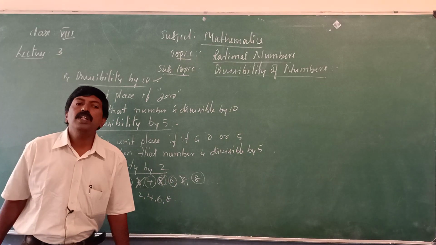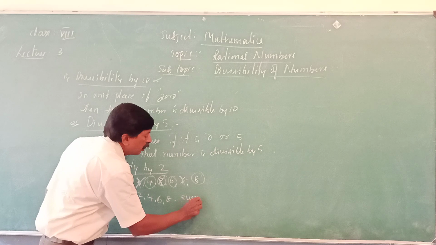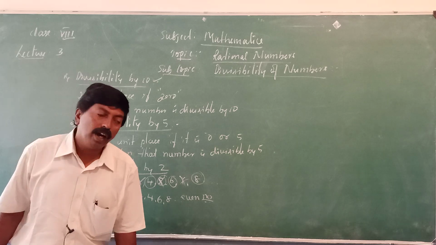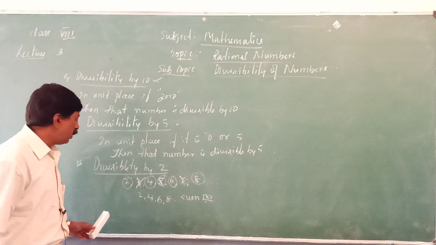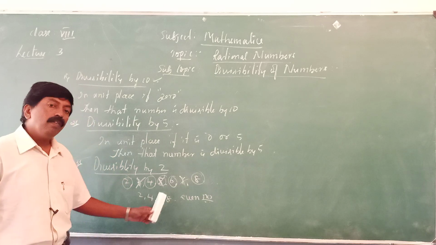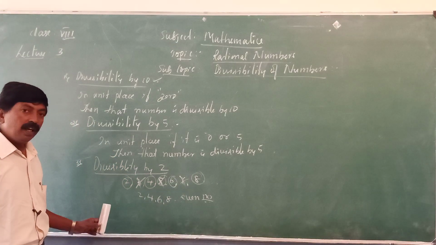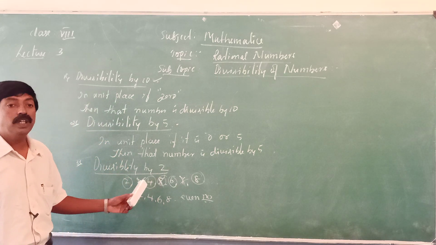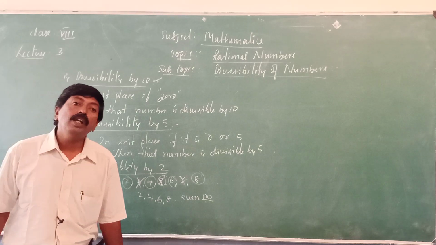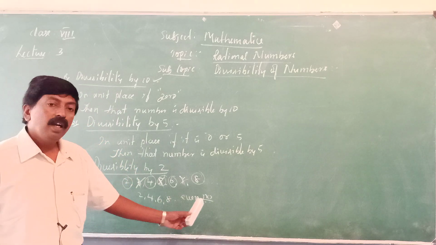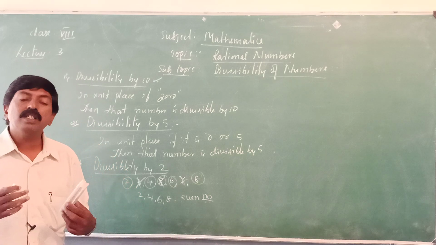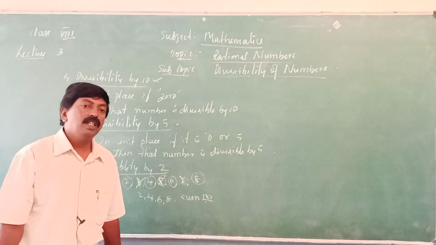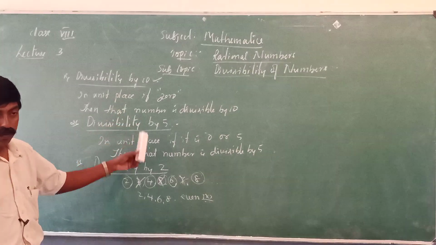It means 2, 4, 6, 8, etc. What are these? These are even numbers. Therefore, all even numbers are divisible by 2. Even a number ending with 0 is also divisible by 2, whether taking 2 digits or 3 digits. So any even number at the unit place is always divisible by 2. These are the 3 rules we have studied.